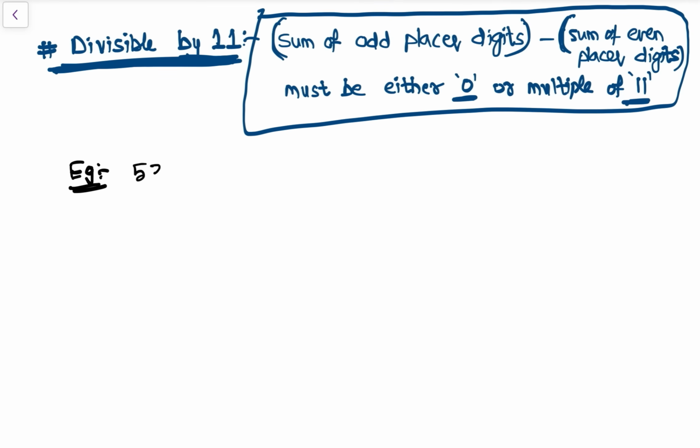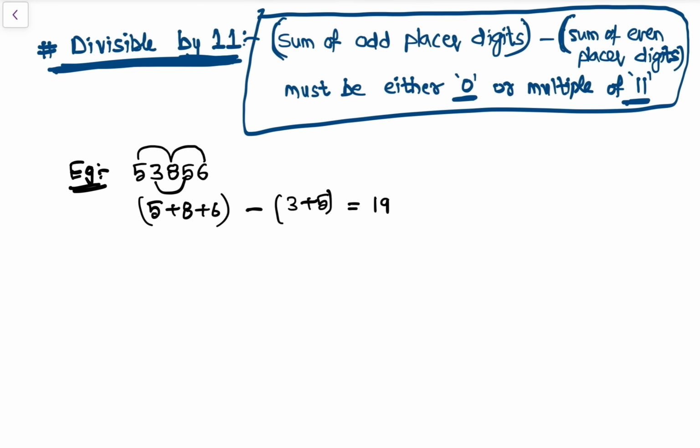Say 5 3 8 5 6. See odd places 1 3 5. So that is 5 plus 8 plus 6 इनका sum minus even places, so that is 3 plus 5. So that is what? 19, ये 19 है minus 8, that is 11, which is multiple of 11, that is 1 into 11 is equal to 11. So this entire number is divisible by 11.